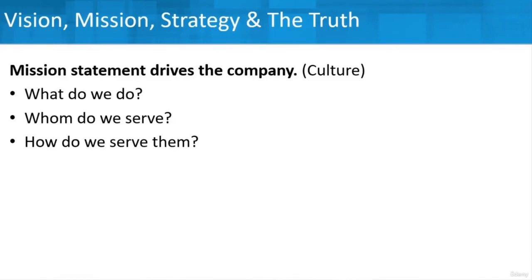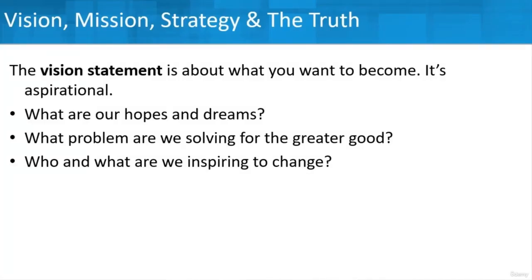When a company talks about their vision and mission, they can vary a little bit, but typically a mission statement is what drives the company. It's usually around culture, a lot of cultural stuff. And you'll get into things like what do we do, whom do we serve, and how do we serve them? Talking about their customers, basically. Vision is more aspirational, right? It's our hopes and dreams: what big problems are we solving for the greater good, and who and what are we inspiring to change, right?